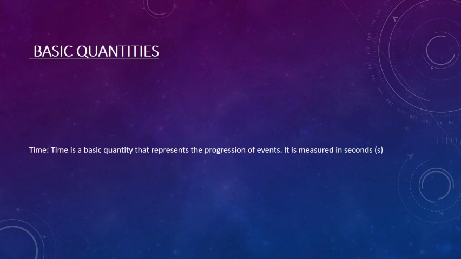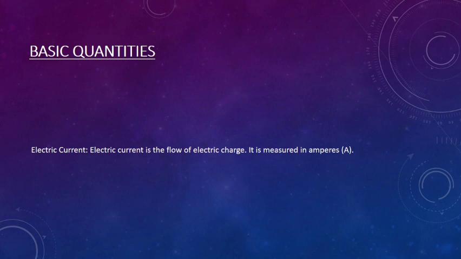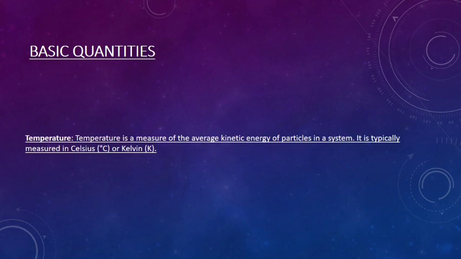Number 3, time. Time is a basic quantity that represents the progression of events. It is measured in seconds. Number 4, electric current. Electric current is a flow of electric charges. It is measured in amperes. Number 5, temperature. Temperature is a measure of the average kinetic energy of particles in a system. It is typically measured in Celsius or Kelvin.